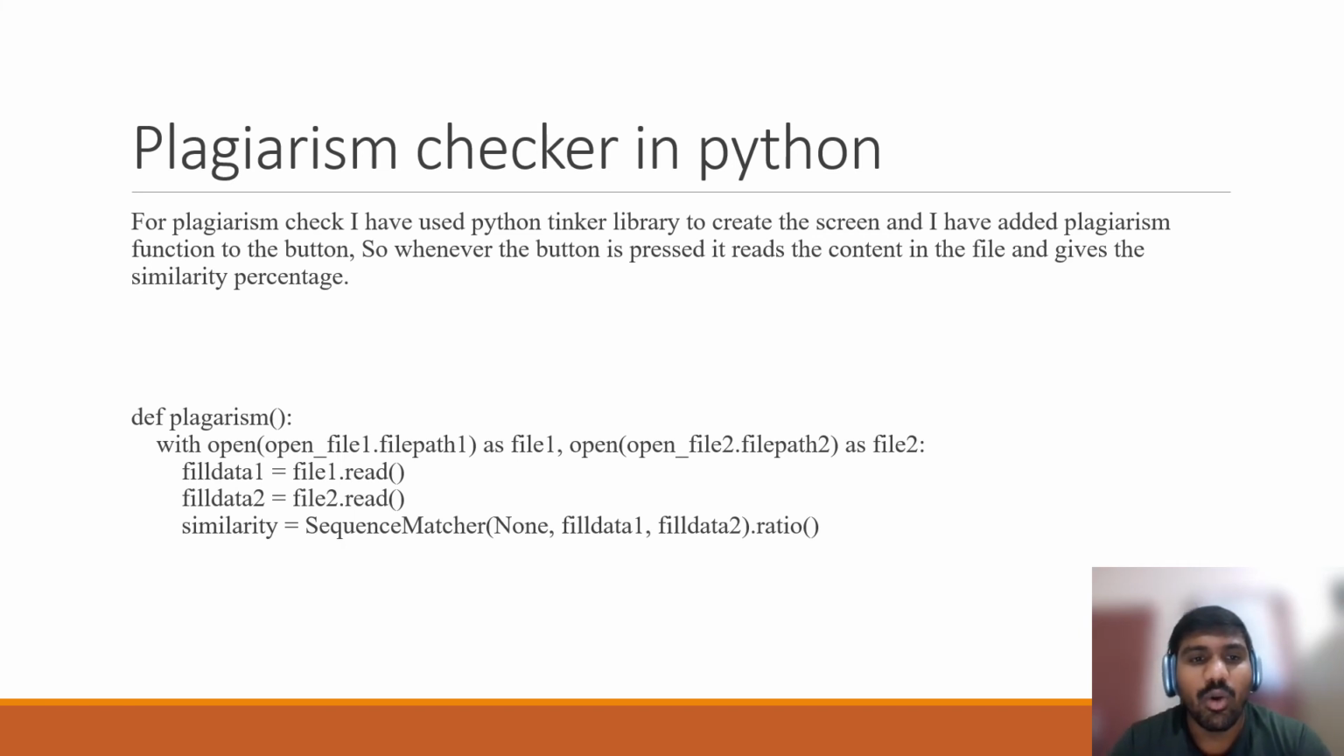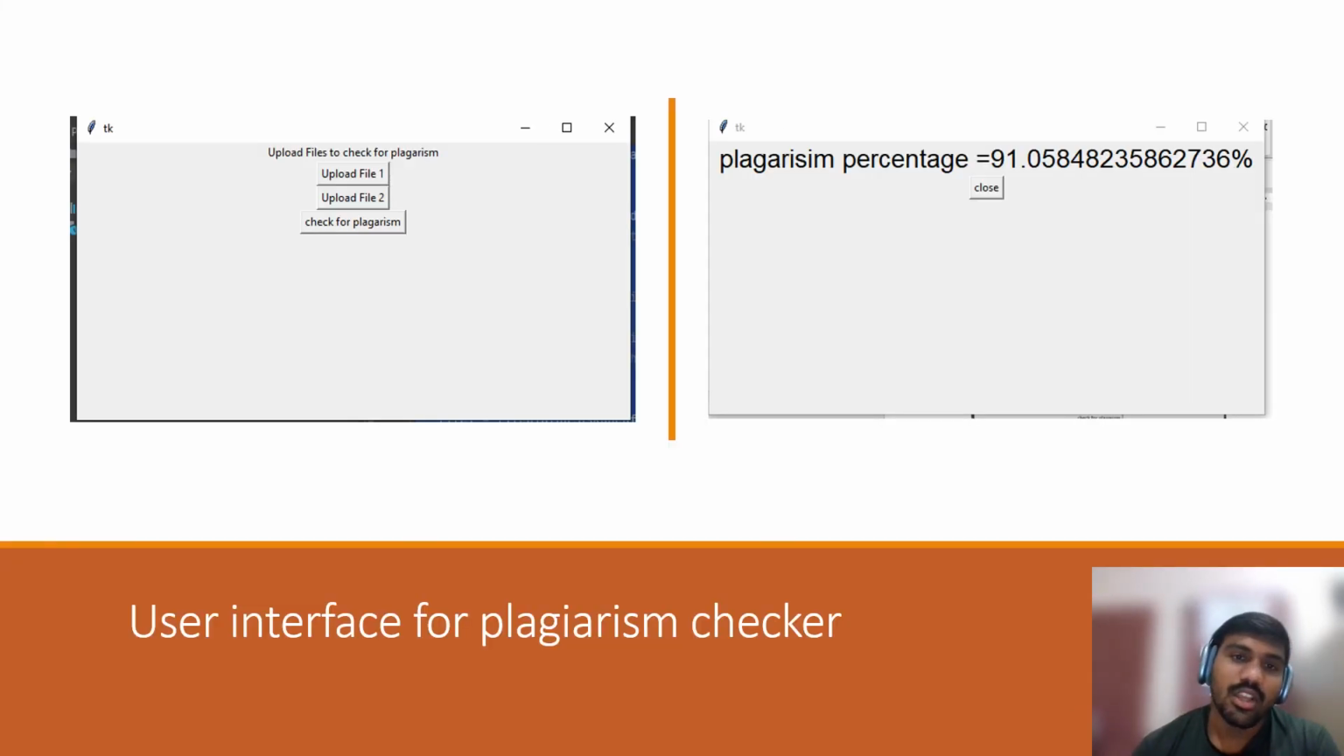We open file one and file two, and we read the data from file 1 and file 2, and have taken a variable, similarity. SequenceMatcher is an algorithm which checks the similarity between file 1 data and file 2 data, and gives it in the form of a ratio through the ratio function. So this is an example for that.